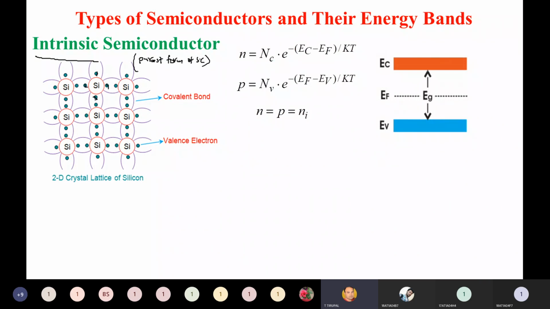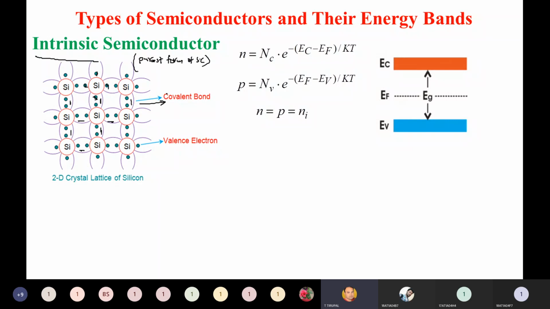See here, this is also a silicon atom and it is forming a bond with the nearby atom. This is also silicon, forming a bond. This is also silicon, forming a bond. Likewise, every silicon atom is forming a bond here. This is called a covalent bond.